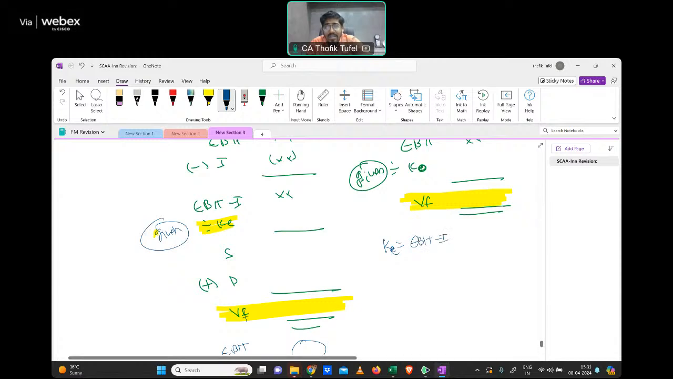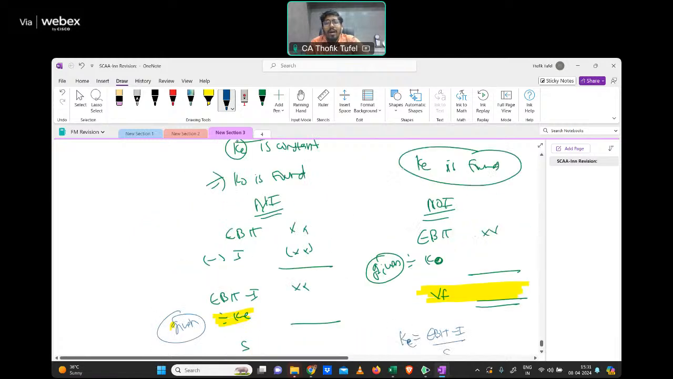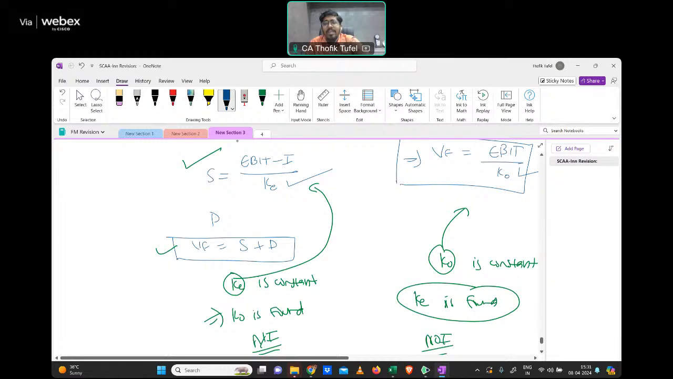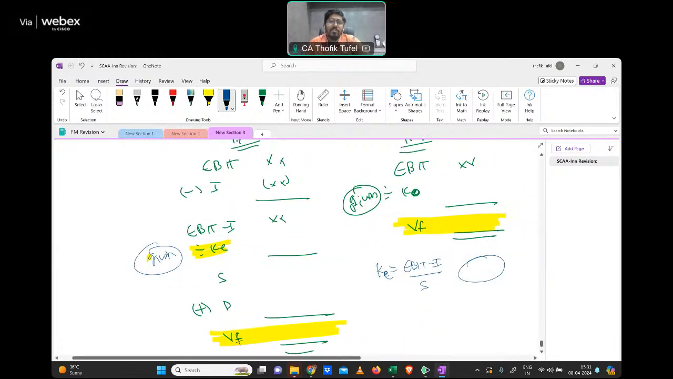EBIT minus I divided by S. How will I find out S, sir? EBIT will be there, I will be there, S you have to find out. Value of the equity is EBIT minus I divided by K. So S, the value of equity, will be given, and up there you find out K.